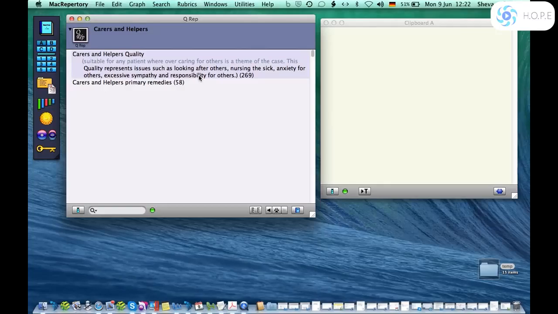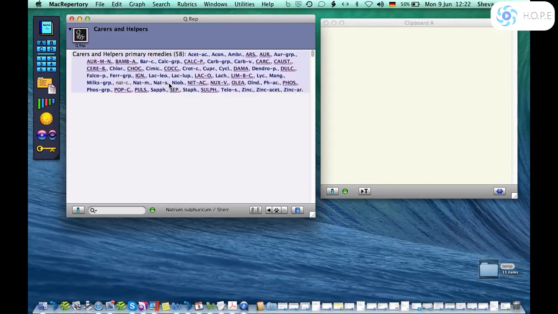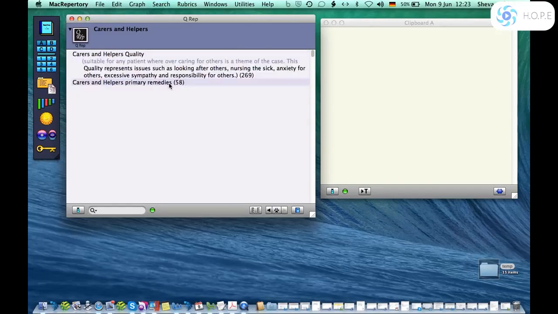Now, underneath that, you will see carers and helpers primary remedies, and this means that these are the remedies that are really most important in this concept, and you'll only use this rubric if you think that the very center of the case, the whole essence and meaning of the case, is this idea, and it's so important that you only want the remedies that are extremely emphasized under this idea.